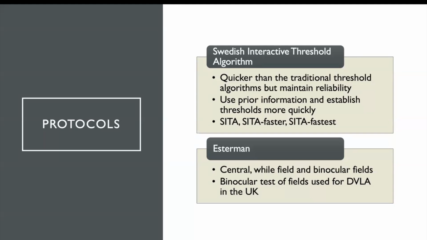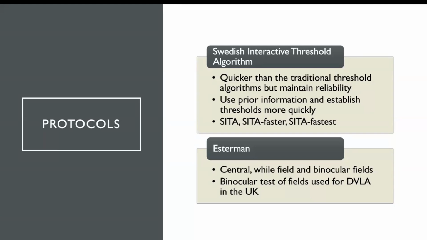And the Esterman you'll have heard being used mainly in things like the DVLA. That's a binocular test. It looks at the central field. It can look at the whole field. That's what that should say, sorry. And it can also do a binocular field. It's a slightly different type of algorithm, a slightly different protocol on the Humphrey test. And the binocular test of the field for the Esterman is your test that's used for the DVLA.